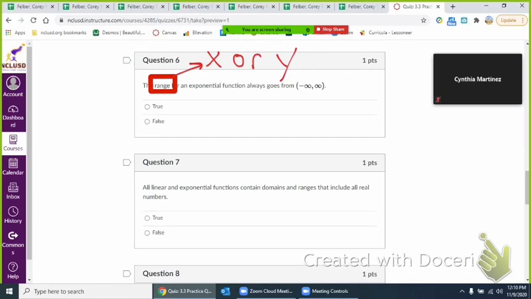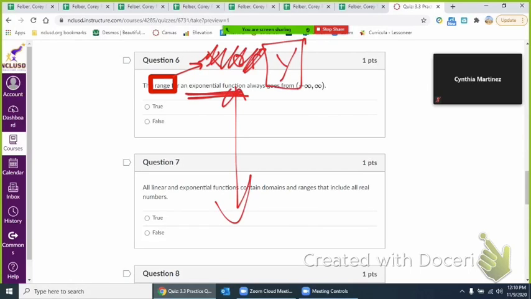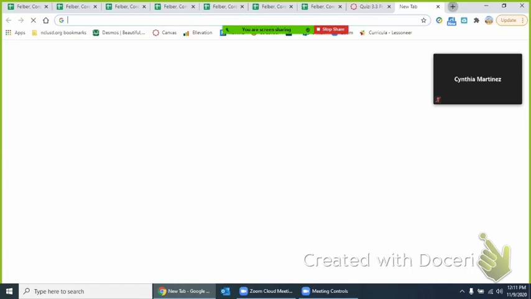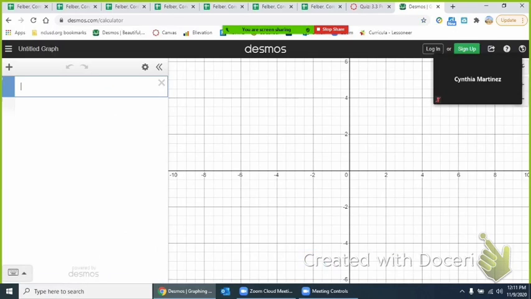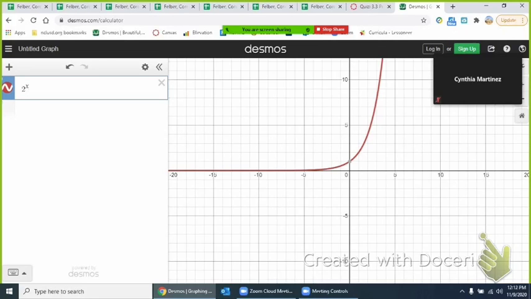So remember, the range is the y's. That's the up and down. And it's asking about ranges of an exponential function. So I want to show you guys on Desmos, so you can see it. It looks a lot better than my drawings. An exponential function is something with an x in the exponent, something like 2 to the x power. Remember, we're talking about range here, so up and down. I'm going to zoom way out here.